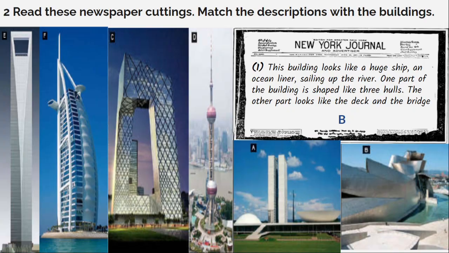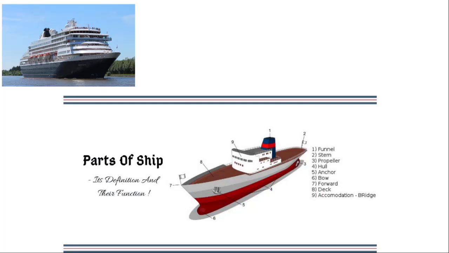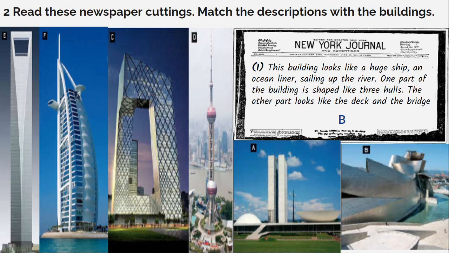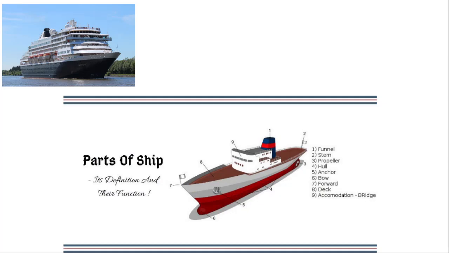Okay, let us now move to the second. First of all, we've seen the word ocean liner, which is a very luxurious ship. And here we will see parts of a ship. For instance, hull is number 4, and the deck is number 8.